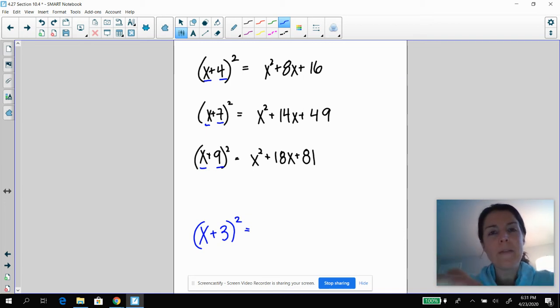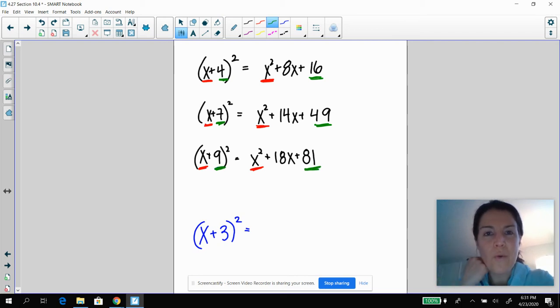All right, so let's take a peek here. What I see is that this number squared is first, and then this number squared is second. And that's true for all of these. Look, x squared, 7 squared, x squared, and 9 squared. Cool. So those are two out of the three terms.